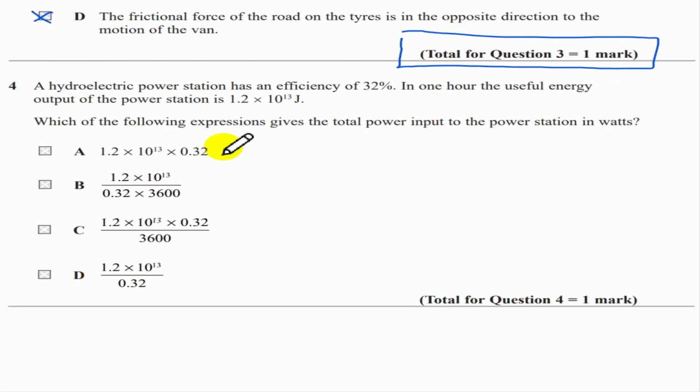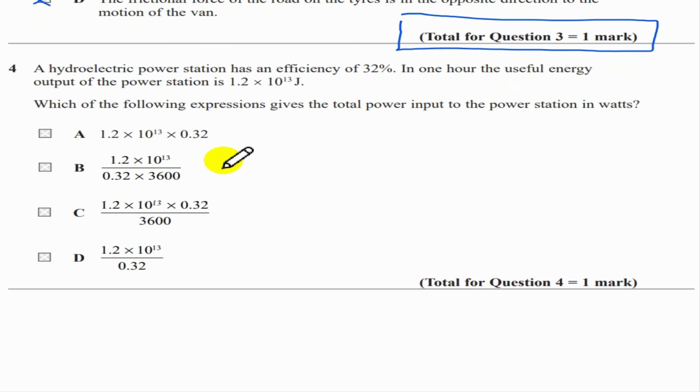Now question number 4. A hydraulic power station has an efficiency of 32% in 1 hour. Remember, time is 1 hour. The useful energy output of the power station is 1.2 10 to the power 13 joule. Which of the following expressions gives the total power input to the power station in watts?